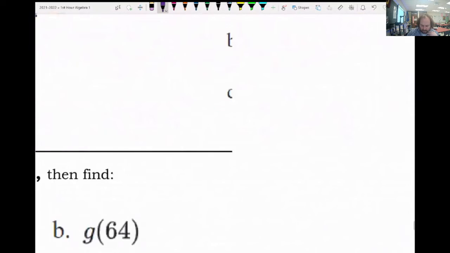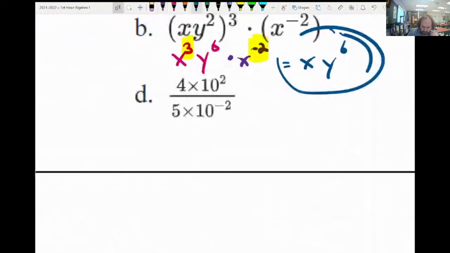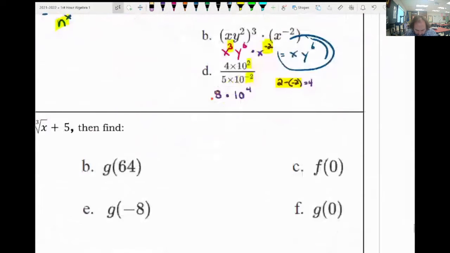Over here on this side, question D. Again, you want to do 4 divided by 5 first. 4 divided by 5 is going to be 0.8, which you could ask a calculator if you didn't know that. And then you have 2 minus negative 2. This is going to be 10 to the 4th power because 2 minus negative 2 gives you 4. When you're dividing exponents like this, you want to subtract them. Moving on to the next question.